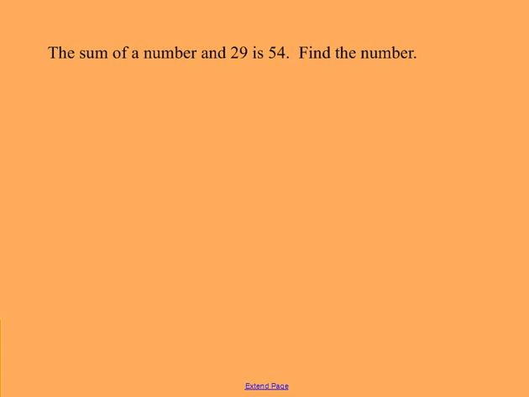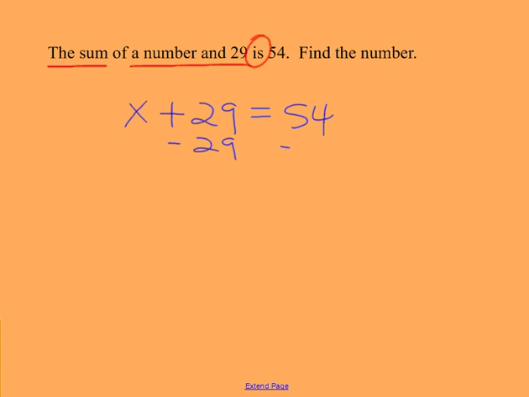The sum of a number and 29 is 54. Find the number. Well, we know the sum means add. What are we adding together? We're adding together a number and 29. So the sum of a number and 29 is 54. Solve for x, subtract 29 from both sides. X equals 25.